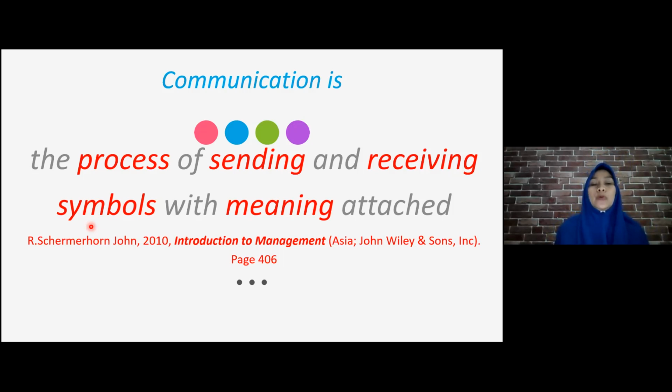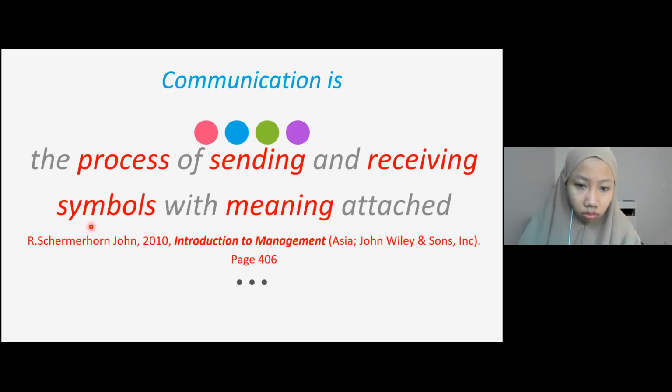It could be written, it could be oral, it could be non-verbal, but it has meaning. Any kind of process of sending and receiving symbols. Symbols here can be defined as information, perhaps feeling, perhaps a value, but Schermerhorn here didn't mention the meaning of symbol clearly, but we can define it as some information or understanding which has meaning.